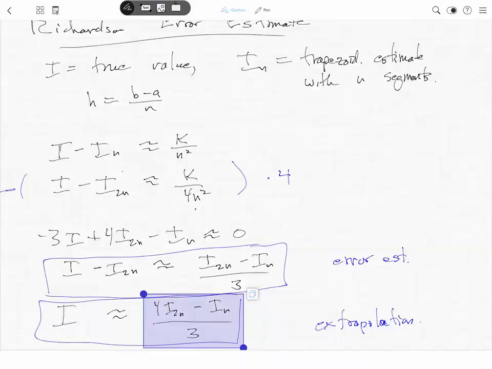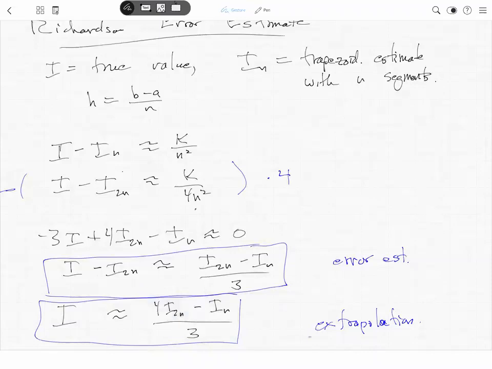Notice you can think about this formula as a kind of weighted average of the two approximations, right? We take 4 times the new approximation, I sub 2n. We subtract off the old approximation, I sub n. So the new approximation is counted 4 times. The old approximation is counted -1 time. And we divide by 3 to take the weighted average of the two, right? 4 and -1 means we had a total weight of 3 for the whole thing. So we divide by 3 to get the weighted average.